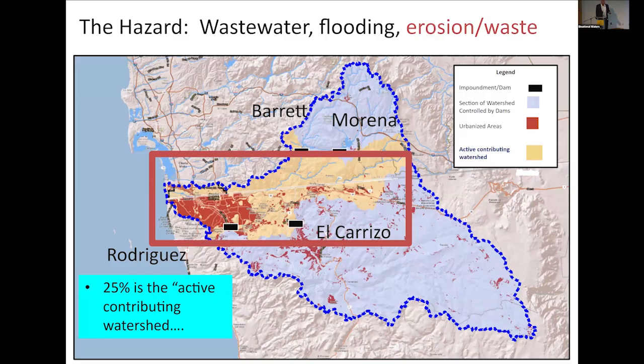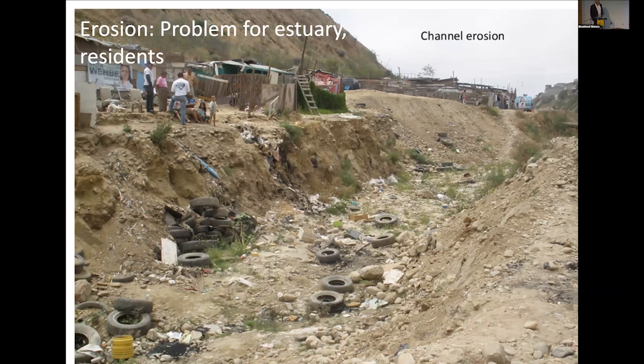So erosion and waste is another problem in the Tijuana estuary associated with the active contributing watershed. Here's a neighborhood in Tijuana where we've done some work to quantify how much sediment is coming from different erosional processes. And you can see this is a clear hazard for the people living in the watershed. There are communities at risk. It's not just the estuary that has a sediment problem. It's the communities who live there and the people who live there that are at risk.